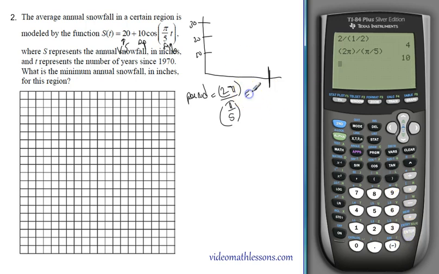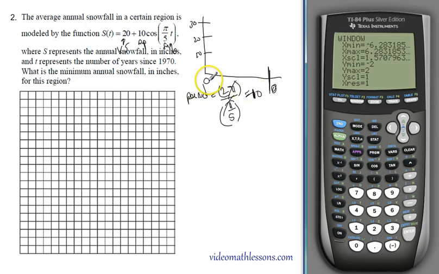Now in reality, I would never do it that way. In class, I would just cancel the pi's out like that and then do 2 divided by 1/5. So that's telling me this here is a 10. So now let's fix our window. Go to window, x min 0, x max 10. Now these are regular numbers, x scale 1. Y min 0, y max 30. Now hopefully this gives us a nice picture.